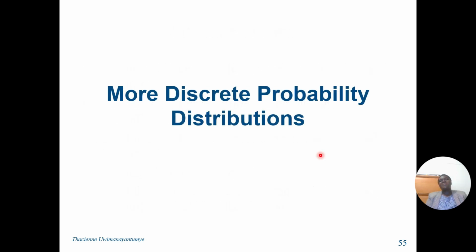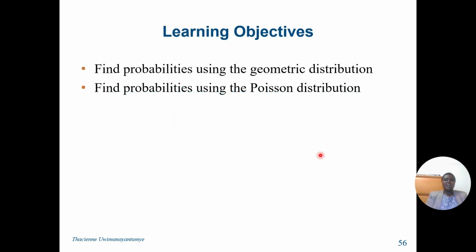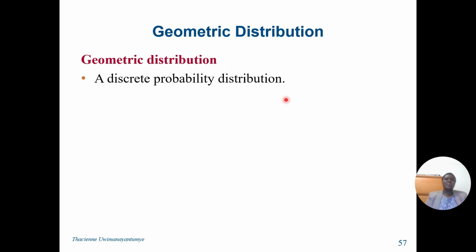We have more discrete probability distributions, and we still have two more discrete probability distributions, and in these we will learn about geometric distributions and Poisson distributions. And let's start with the geometric distribution.